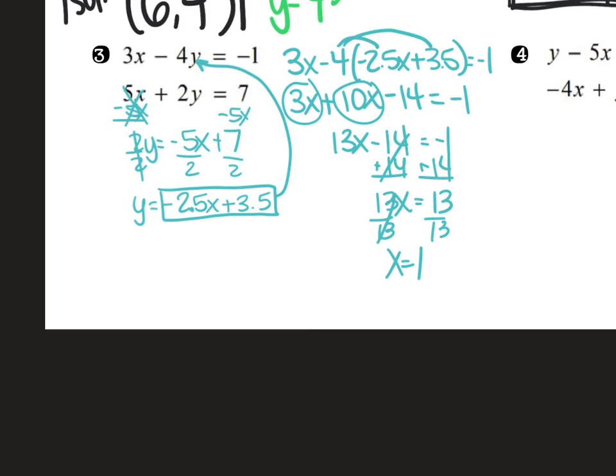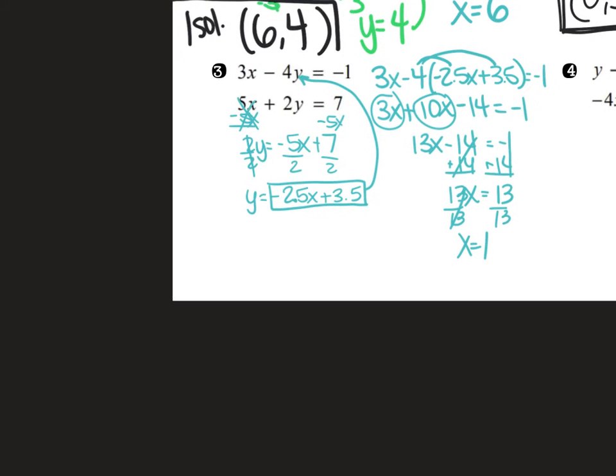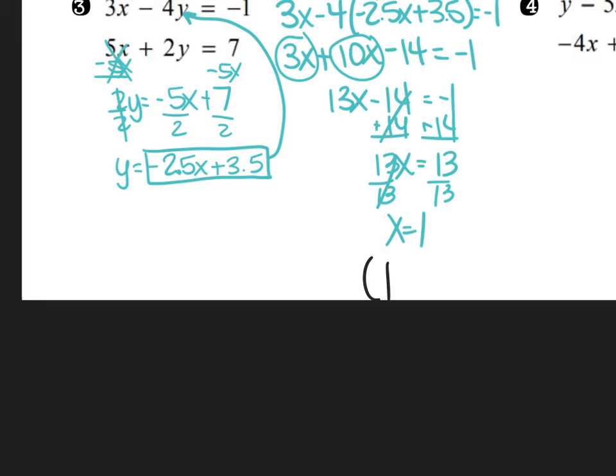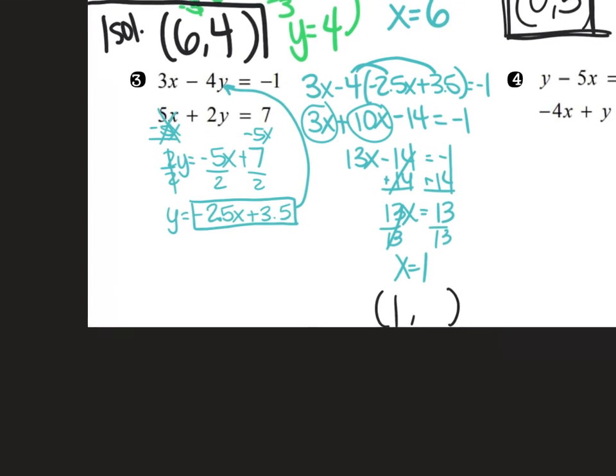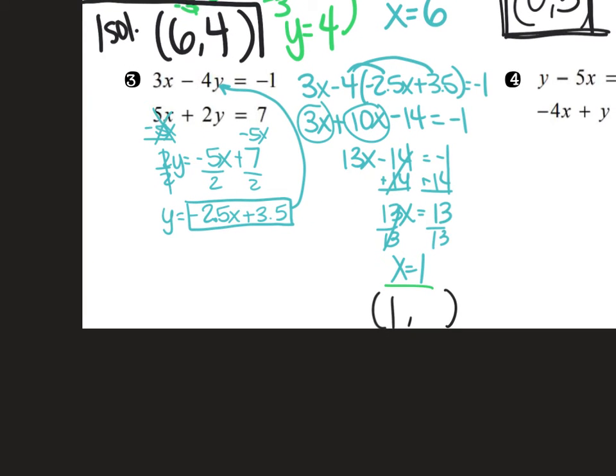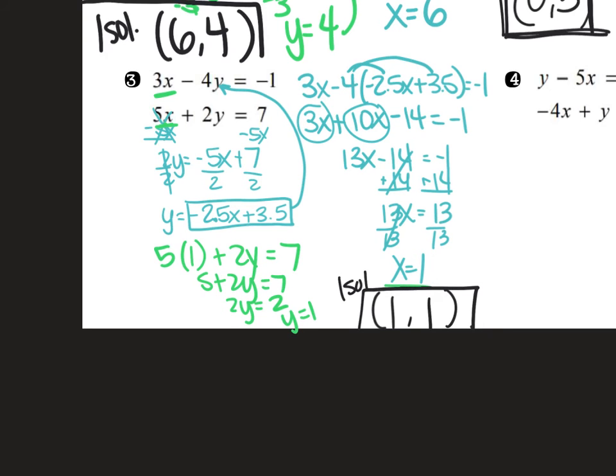Okay, now we go ahead and put that in. 1 comes first because 1 was the x value. And now if I'm going to solve for the y, remember I can plug this 1 either in here or in here, either way. I like to plug it into the positives, so that's 5 times 1 plus 2y equals 7. Subtract 5 from 7, and divide by 2, y would equal 1. So in this case, it's a 1 solution, and it's 1, 1.